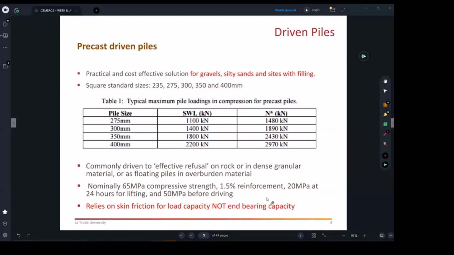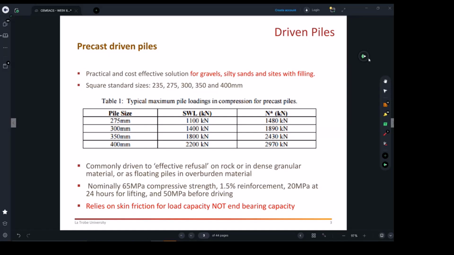Sometimes, just to let you know, they may decide on building those piles on site. That's another option if we're talking about constructing roads far away from the city, where they will have a temporary factory next to the site to develop those precast piles. And before you start driving or hammering the pile, it typically needs to reach 50 MPa.